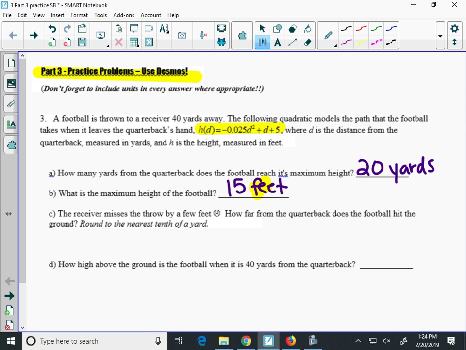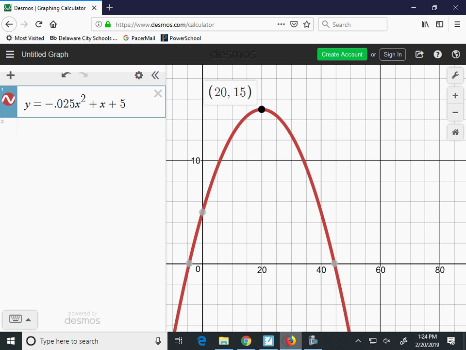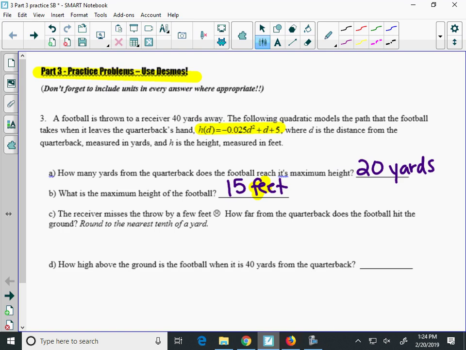Excellent. Now, the receiver misses the throw. How far from the quarterback does the football hit the ground? So we're going to click on the x-intercept. It says round to the nearest tenth. So that'd be about 44.5 yards away. That's when it hits the ground.